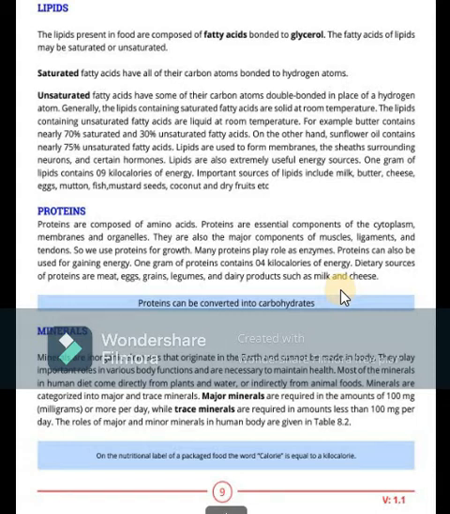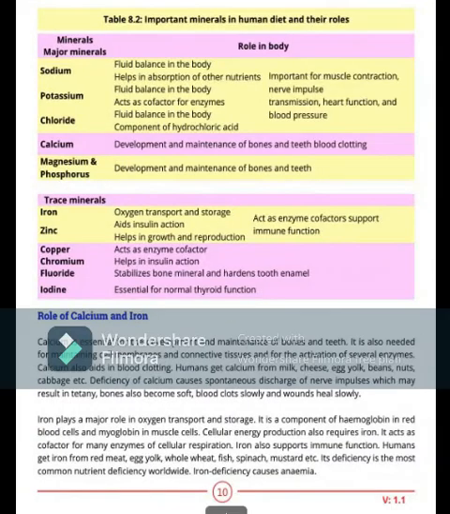The next thing that is important for our body is minerals. Minerals are inorganic elements that originate in the earth and cannot be made in the body, so these are obviously taken through the diet. Major minerals are required in amounts of 100 milligrams or more per day, while trace minerals are required in smaller amounts. Here is the figure of it. You can see it in the table.